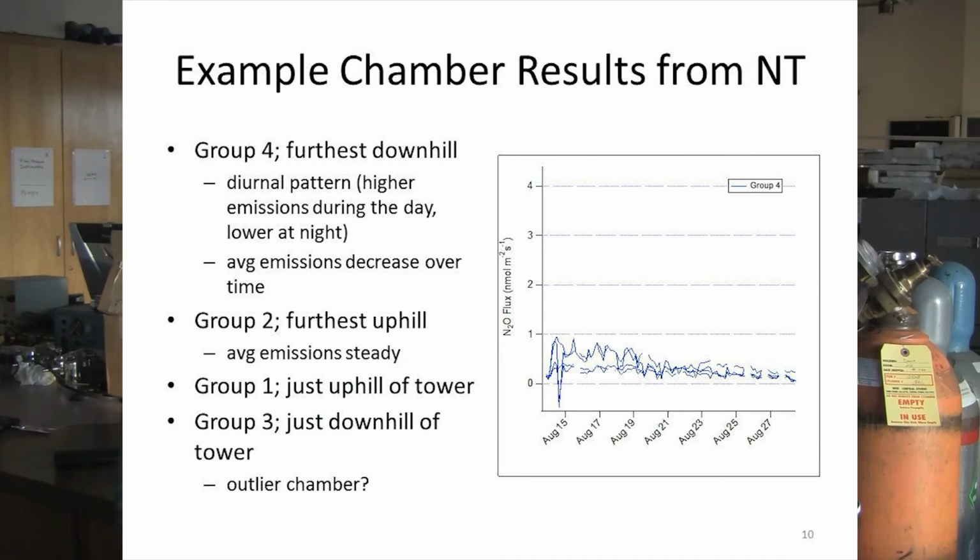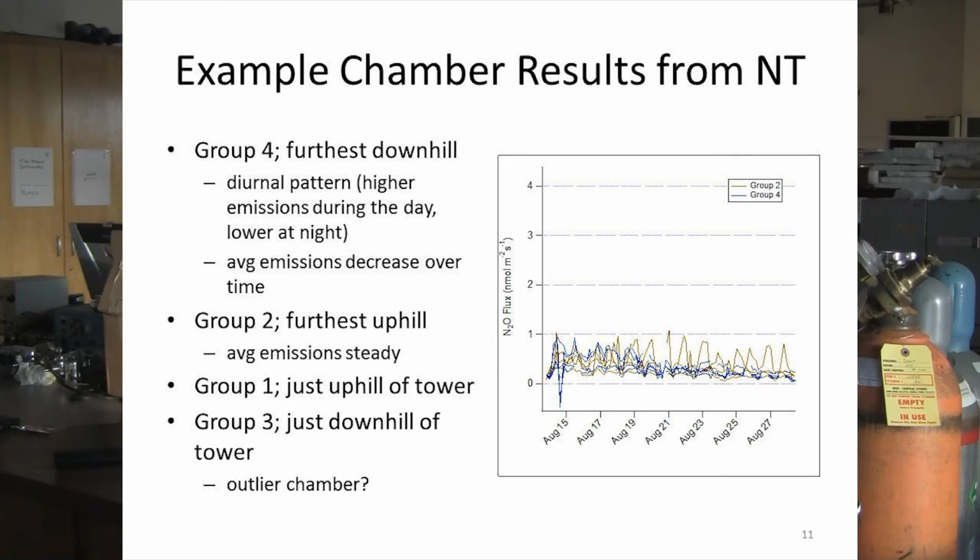So this is group 4, the furthest downhill group, and you can see some diurnal variation in the time series. This time series shows about 2 weeks of results, and the y-axis is showing the nitrous oxide flux in units of nanomoles per meter squared per second. And we can see also that the average emissions are decreasing over time, and this kind of makes sense because there was a rainfall event around August 16th. So the rainfall event would spur emissions and then they'd peter off again.